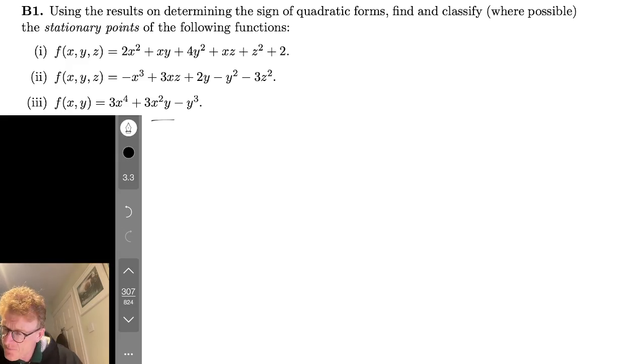Good afternoon. Tips for workshop questions, homework 3.